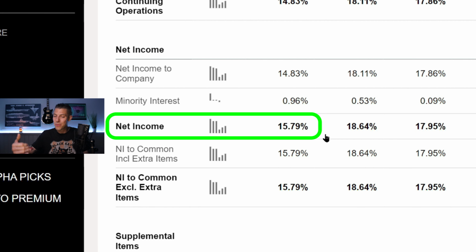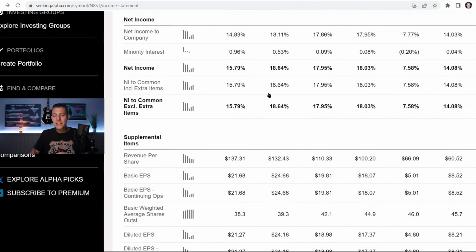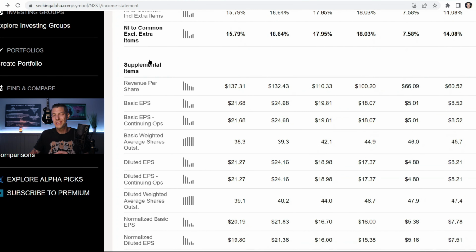The higher this number, the better. But Nexstar Media, not too shabby at 15, almost 16%. Now nicely, Seeking Alpha also shows us the supplemental items. These are things that are not required, but they're like little bits of extra information that can help us better understand the business, where money may be going, how things are looking.